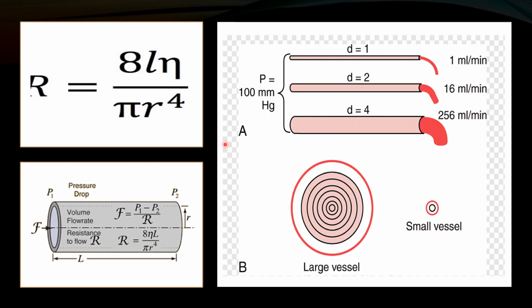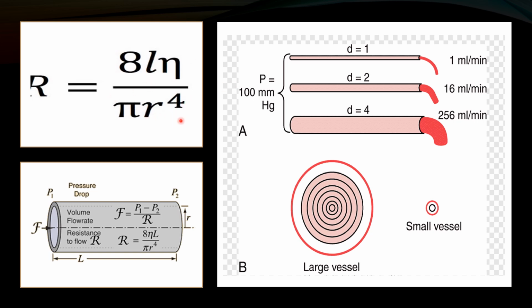The relationship between the flow in a long narrow tube, the viscosity of the fluid, and the radius of the tube is expressed mathematically by the Poiseuille-Hagen formula. It says F is equal to Pa minus Pb divided by R. Here Pa minus Pb is the pressure difference between the two ends of the tube, and this R or resistance is expressed by 8 L eta divided by pi r to the power 4.